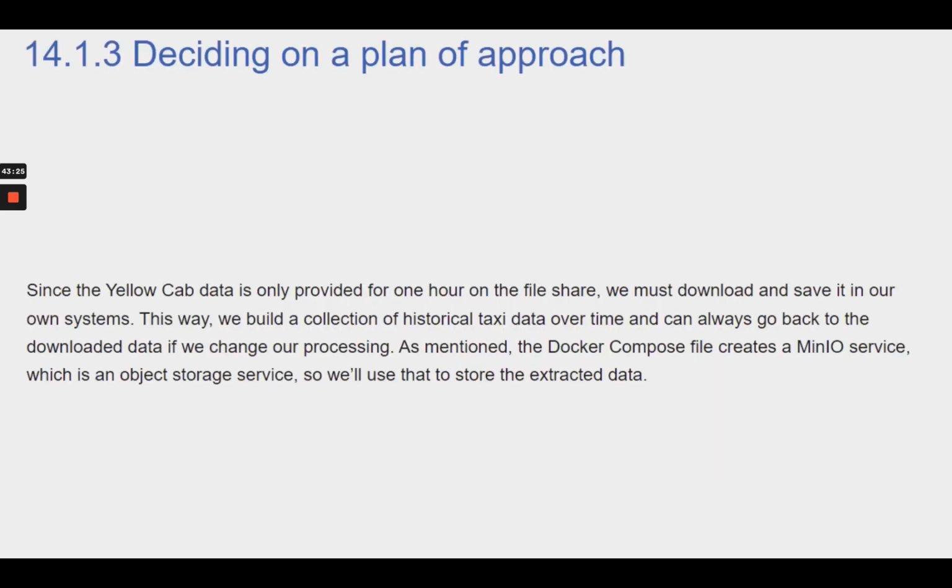Since the yellow cab data is only provided for 1 hour on the file share, we must download and save it in our own systems. This way, we build a collection of historical taxi data over time, and can always go back to the downloaded data if we change our processing. As mentioned, the Docker Compose file creates a min.io service, which is an object storage service, so we'll use that to store the extracted data.